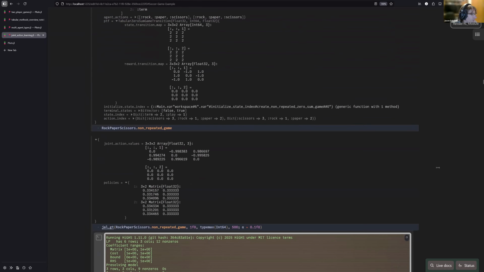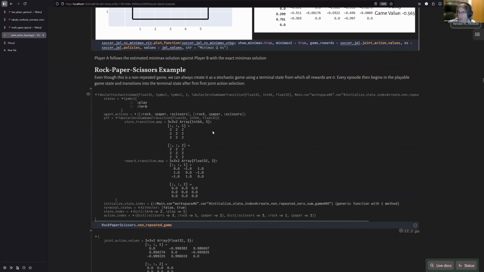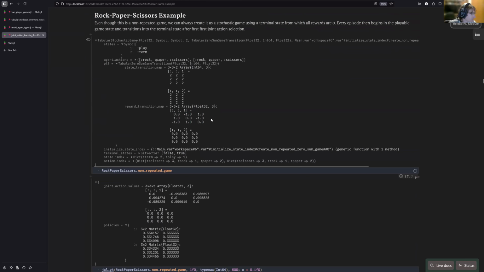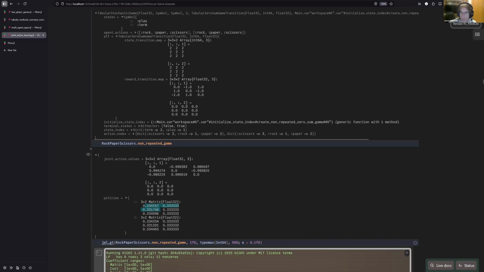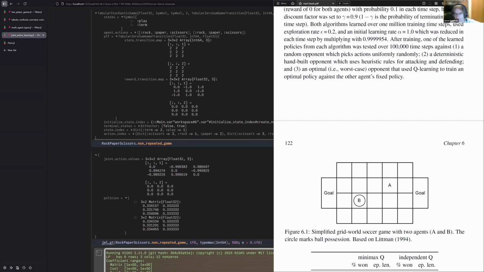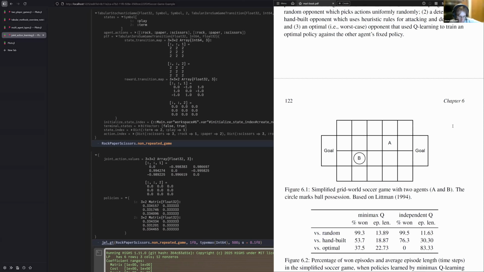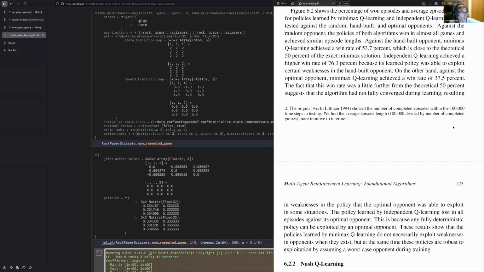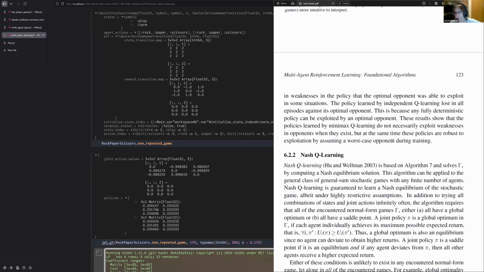Okay, does this make sense to everyone? We do the sampling, get the equilibrium solution, but with minimax Q, we're not going to get the exact solution. Okay, so there is this other note here we can touch on.